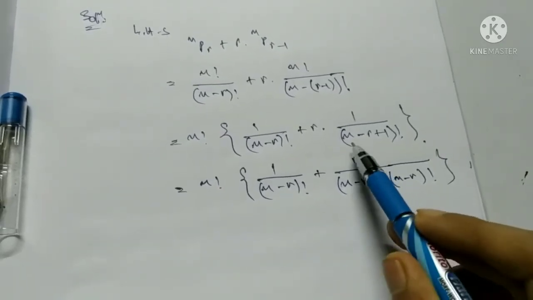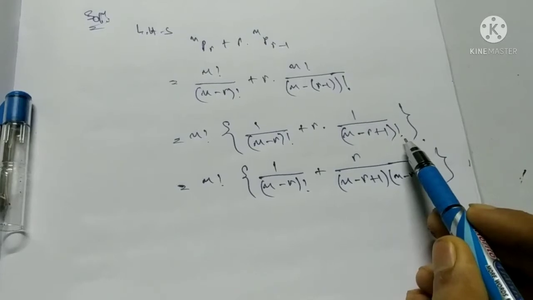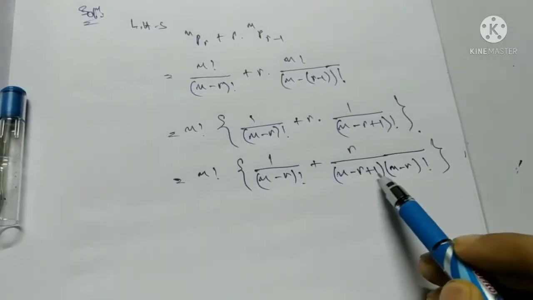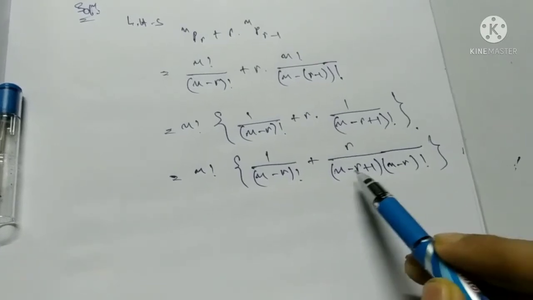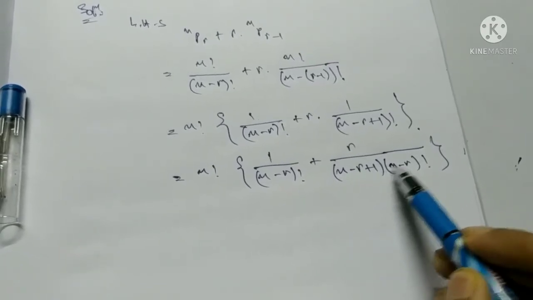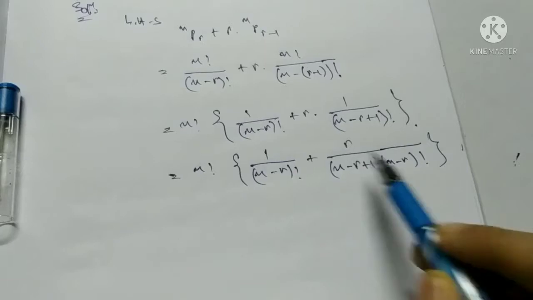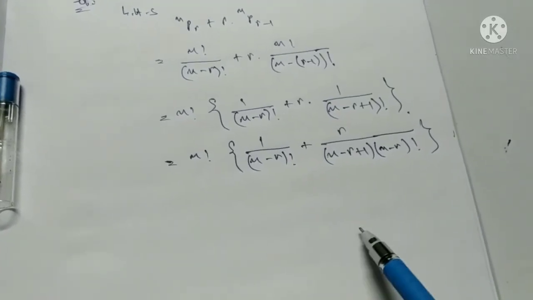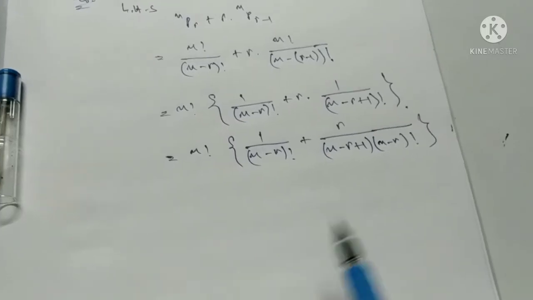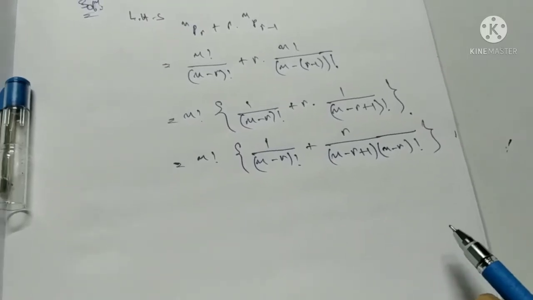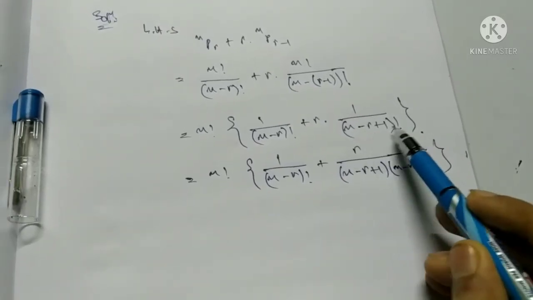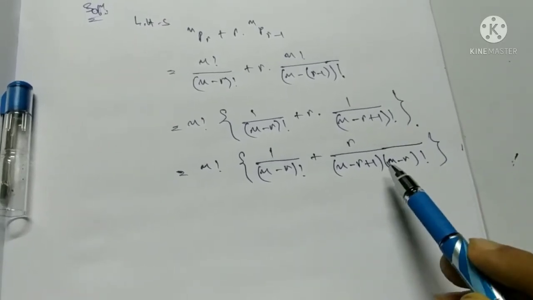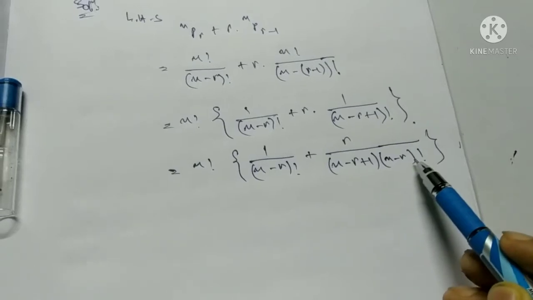Understand? This is n minus r plus 1 factorial. Its next term will be n minus r plus 1 minus 1. Yes or no? Always in factorial, 5 factorial means 5 into 4 into 3 into 2 into 1, where 1 is subtracted each time. So n minus r plus 1 factorial, its next term will be n minus r, and then factorial.